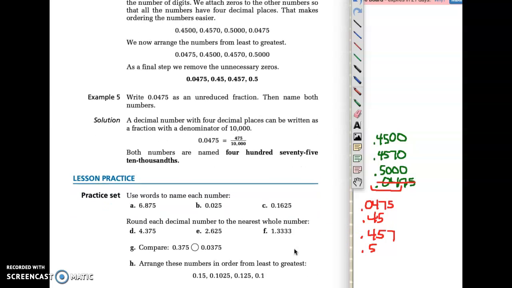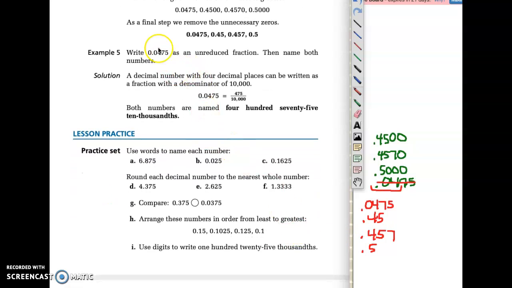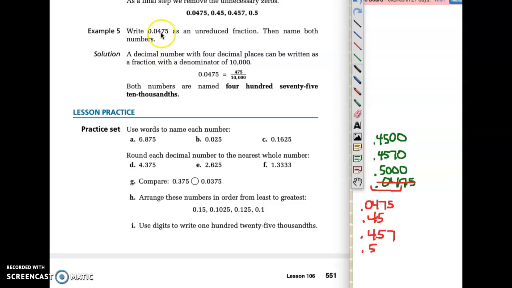All right, and example 5 says, write 475 ten-thousandths as an unreduced fraction, then name both numbers. Okay, so this is where it's really important for you to know how to read this first. If you can read it first, then you can write it as a fraction. So we know that this last number is in the 10,000th spot, so that is equivalent to that number over 10,000. Well, what number over 10,000? 475 over 10,000. So now we would write this as 475 ten-thousandths.